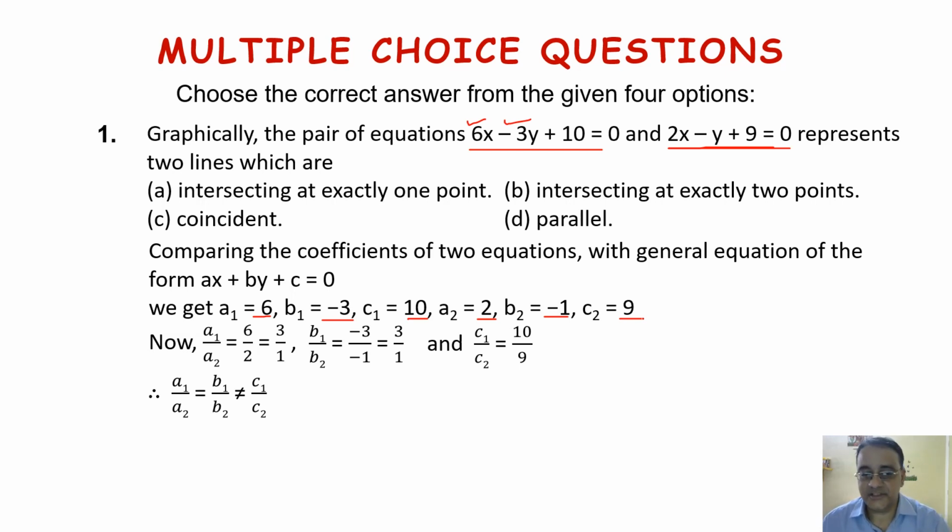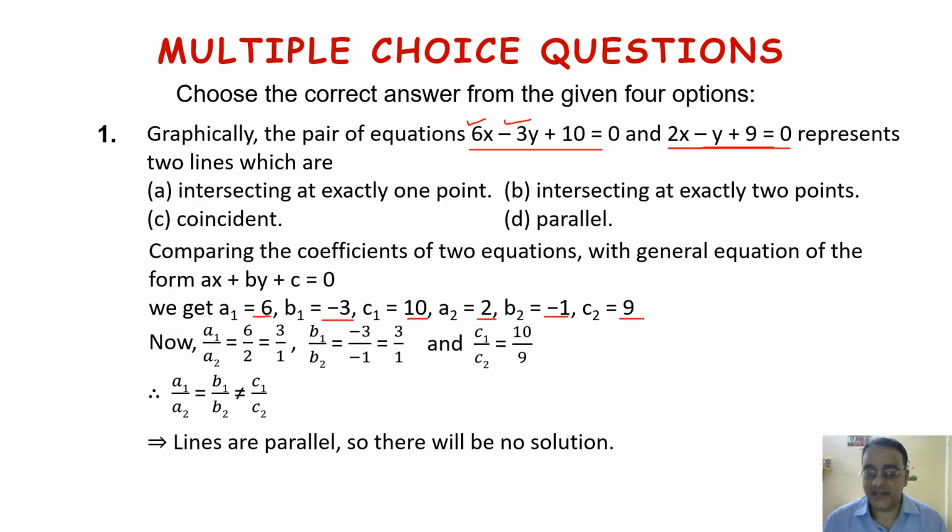So which option is the correct one? Option D. Right. The lines are parallel and so there will be no solution. So the correct option is D.